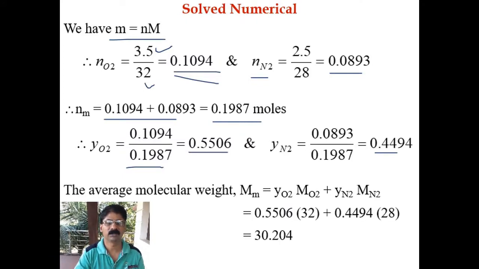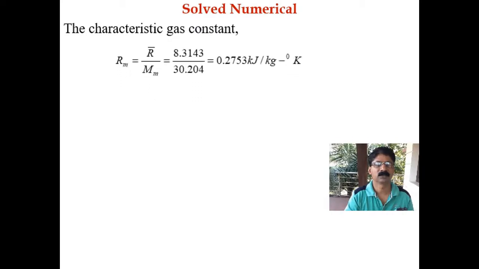So the average molecular weight of the mixture, a familiar equation: mole fraction of O2 into molecular weight of O2 plus mole fraction of N2 into molecular weight of N2. If you substitute, you'll get 30.204. Then the characteristic gas constant Rm is equal to R bar by molecular weight of the mixture. So you'll get 0.2753 kilojoules per kg per Kelvin. I'm not giving any time for you to calculate. You can solve this problem independently, but you can just check the solution using this video lecture.